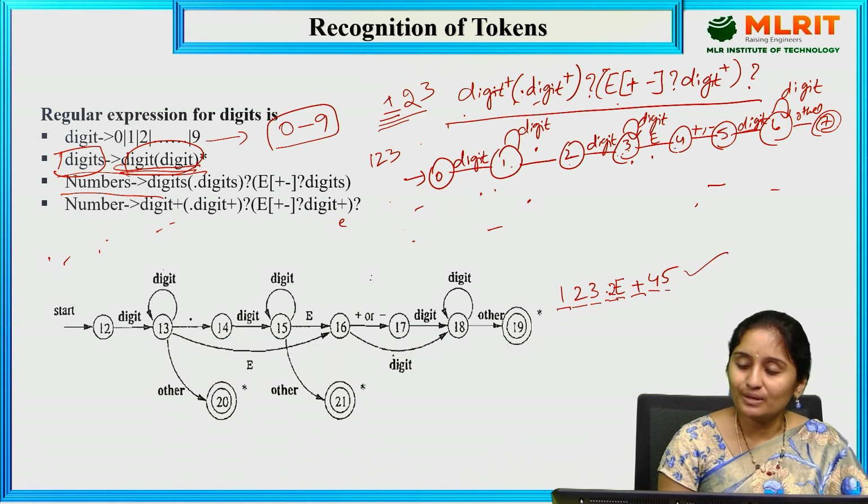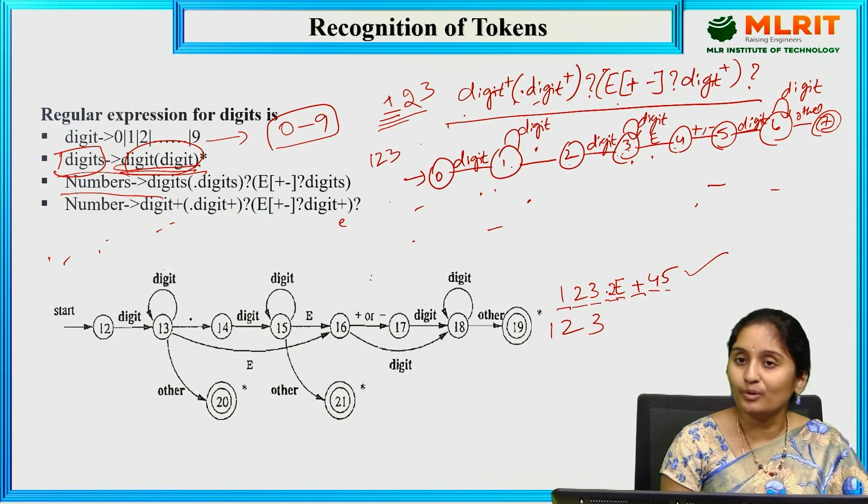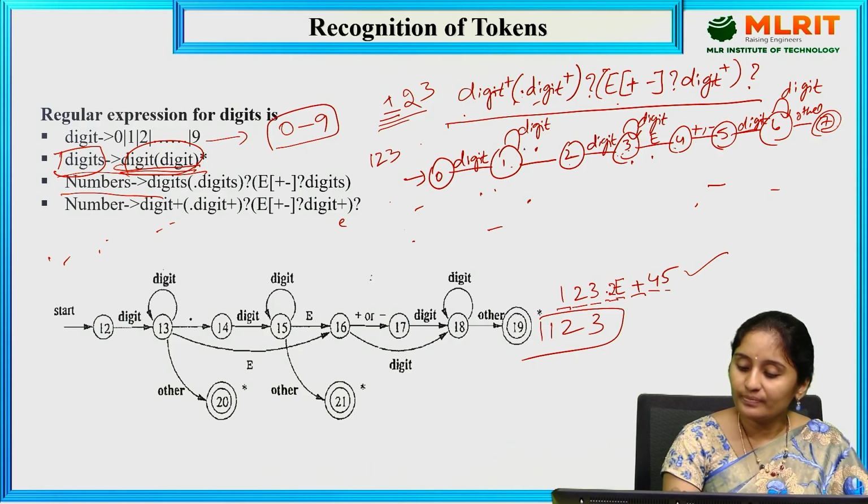Let us assume that I have only one expression, that is nothing but 123. 123 is the value I am having. Whichever state it moves to, it should reach the final state when I complete reading this number. So here digit and digit. I am not going to read the dot, digit, and all those things. So this should be my final state.